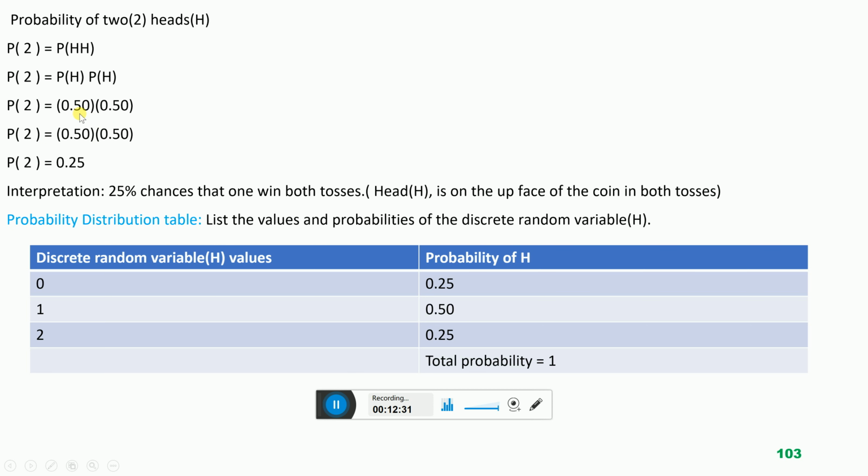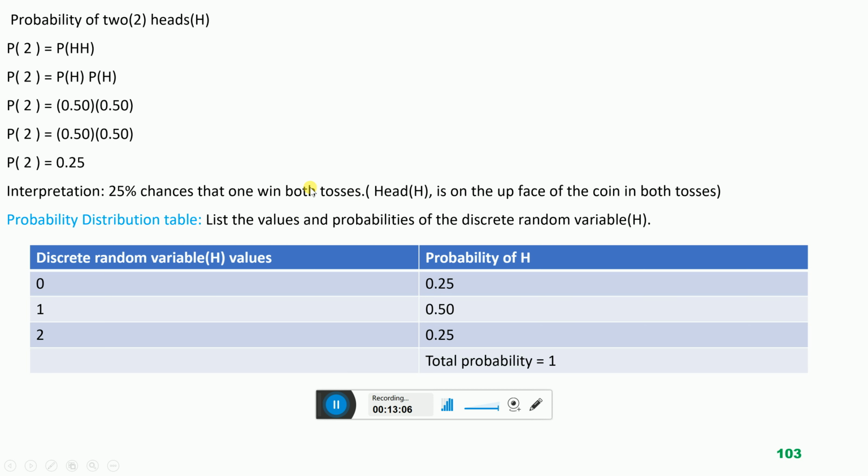Now this 0.50 means that the chances that there will be head in one toss is 50%. And there are 50% chances that when we toss a coin the second time, head will appear, and this is also 50%. When we multiply, we calculate the chances of two heads. 25% chances that one wins, both tosses head.